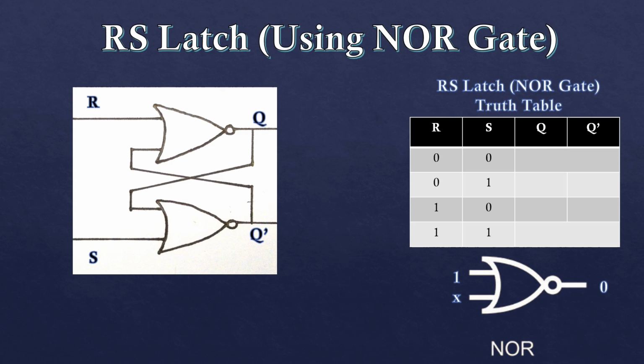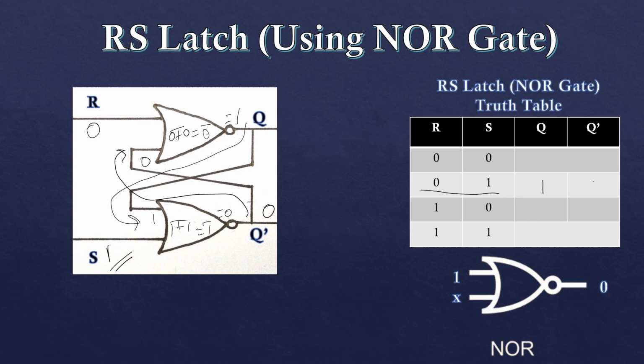Now coming to the RS latch using NOR gate. First I'll consider the 0 and 1 values: R is 0 and S is 1. What will happen? If S is 1, the output is surely 0. This 0 will go as input to the first NOR gate, so 0 plus 0, whole bar, gives output 1. Now this 1 will go here, so 1 plus 1, whole bar, is 1 bar, which is 0. Once again we got 0, the same output, so the RS latch is balanced. I will write the output here: Q is 1 and Q bar is 0.